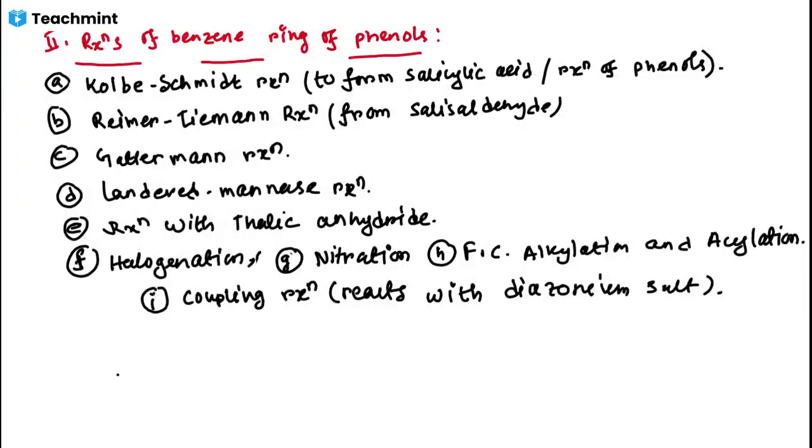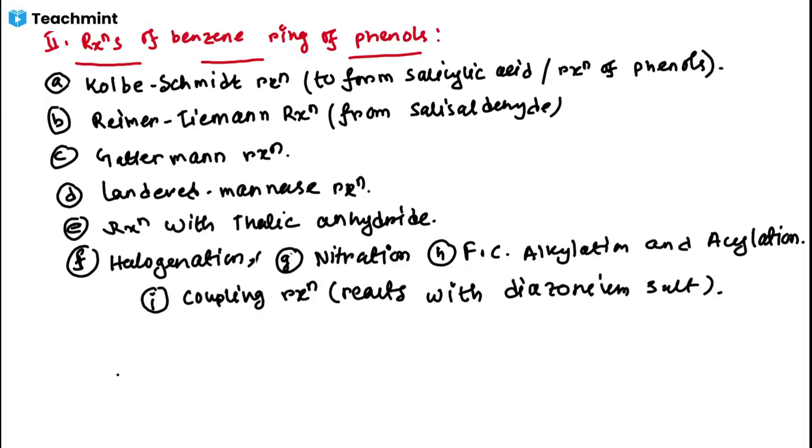We first move on to the reactions of the benzene ring of phenols. There are several reactions of the benzene ring of phenols. The Kolbe-Schmitt reaction is very important, and its application is also very important. The Kolbe-Schmitt reaction forms salicylic acid. One of the most important reactions is the Reimer-Tiemann reaction, which gives salicylaldehyde. The Gattermann reaction is also important, the Lederer-Manasse reaction, and the reaction with phthalic anhydride.